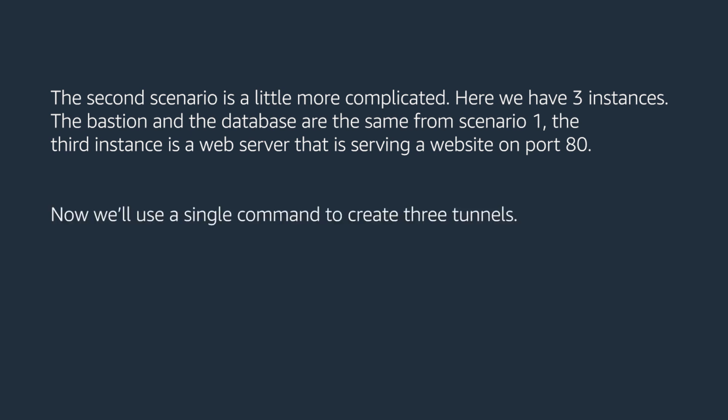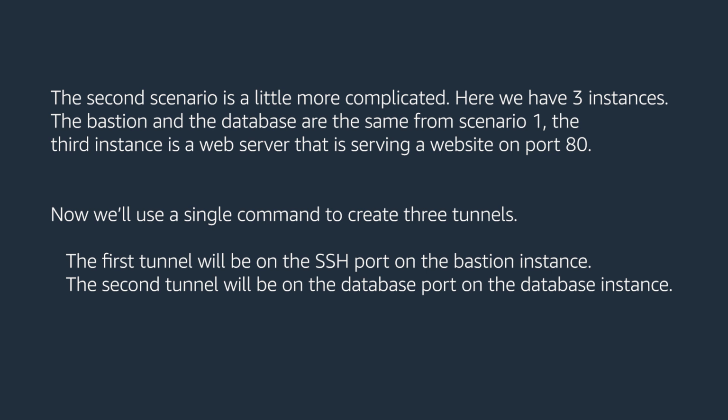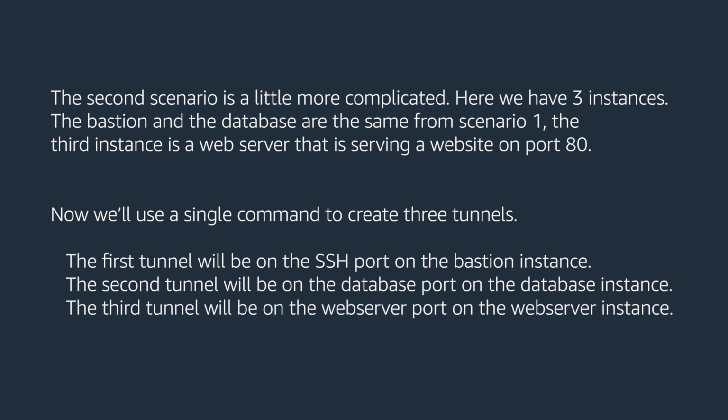Now we'll use a single command to create three tunnels. The first tunnel will be on the SSH port on the Bastion instance. The second tunnel will be on the database port on the database instance. And the third tunnel will be on the web server port on the web server instance.